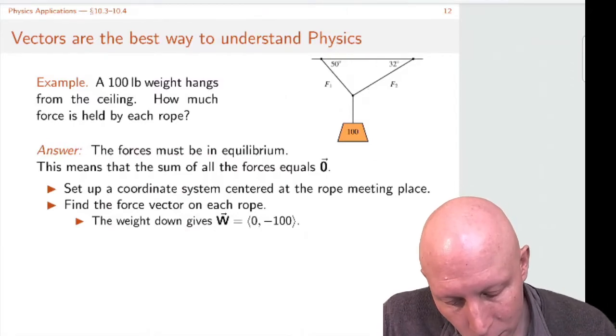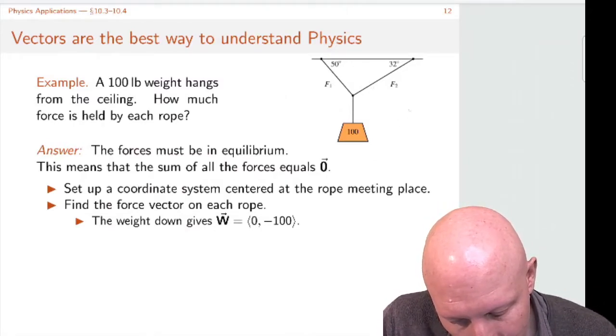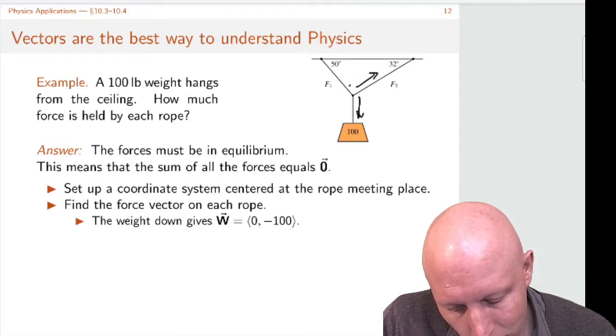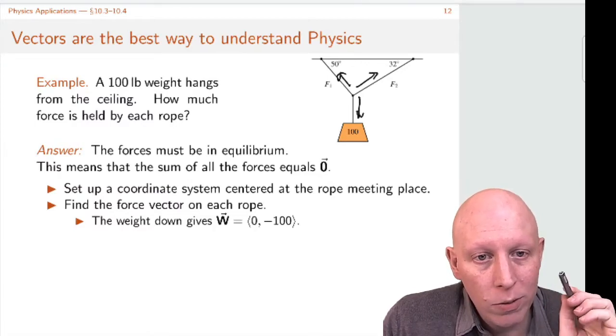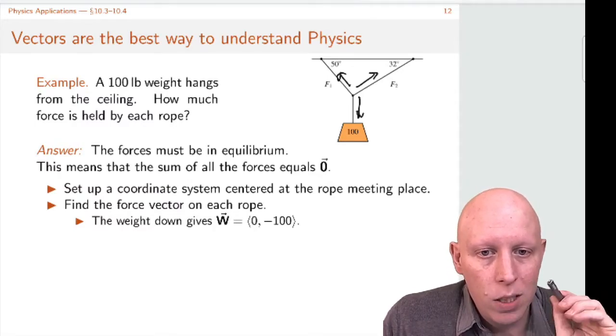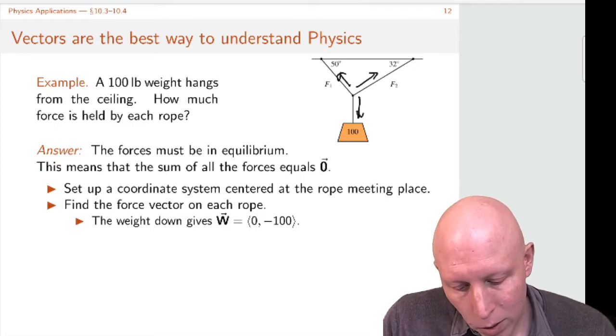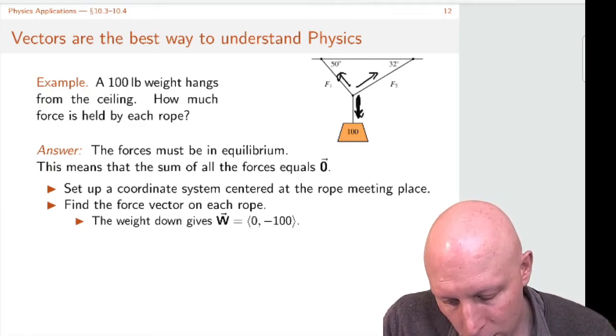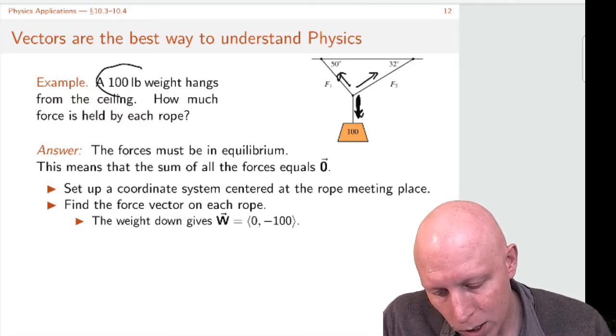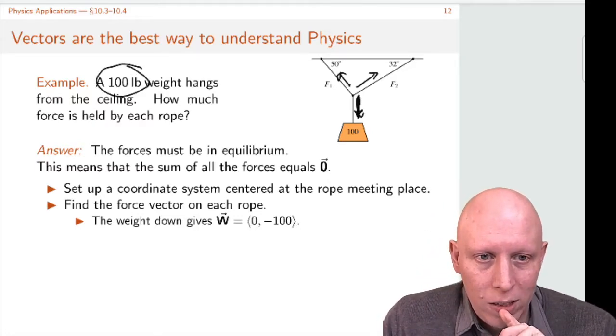All right, so let's draw this picture. We have a force pointing down, and we have two forces pointing in those directions. We need the sum of those three vectors to add up to the zero vector. So how much force is there pulling down? Well, we see this 100-pound weight.